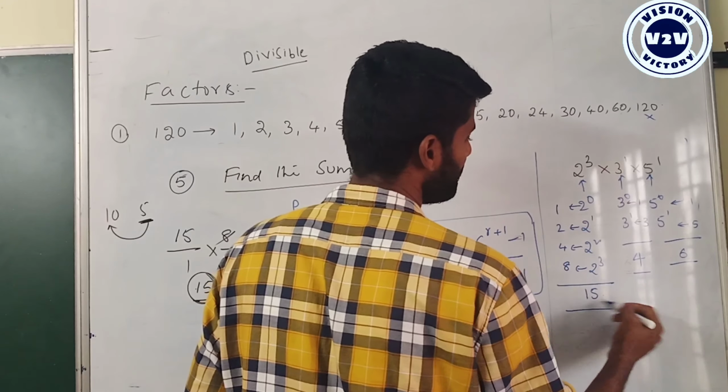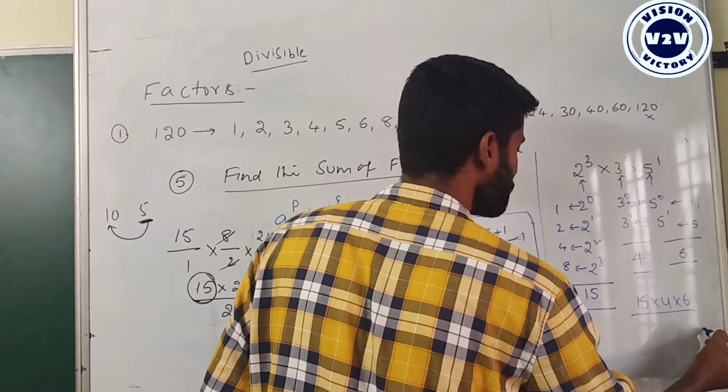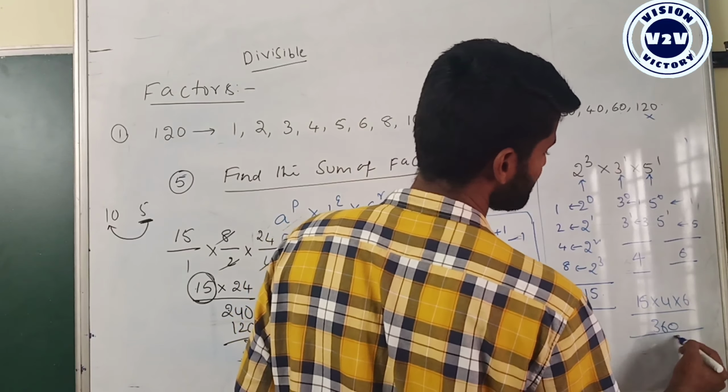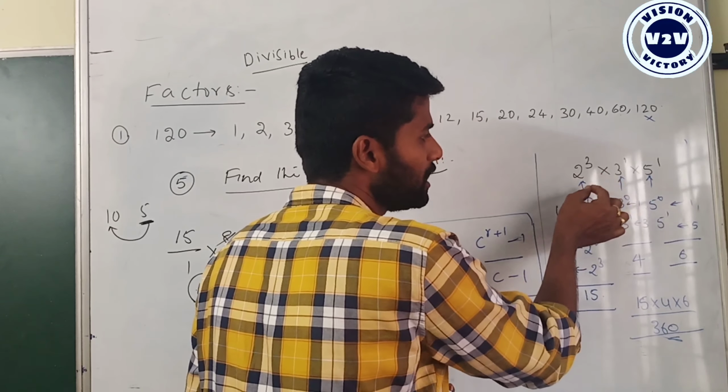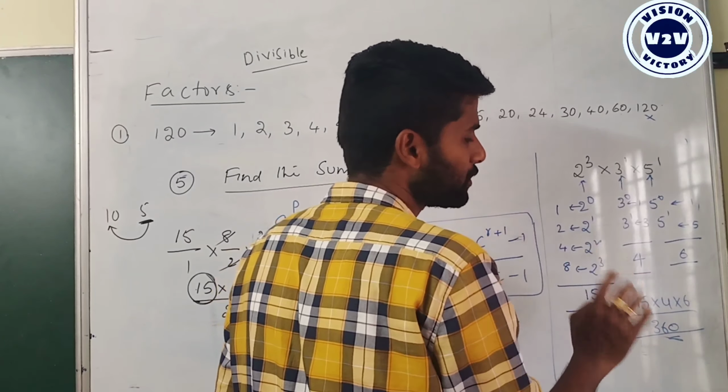If you multiply all these numbers, 15 into 4 into 6, the product of all these factors is exactly equal to 360. This is the direct approach. Simply add each and every number, and we know the concept of the multiplication rule. Joining of two different numbers is called the multiplication theory. That's why I am applying the multiplication theory here.